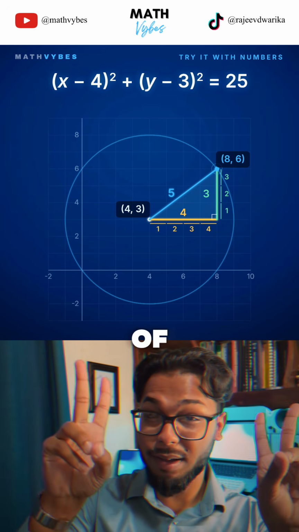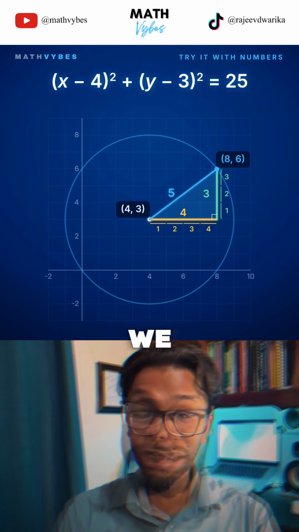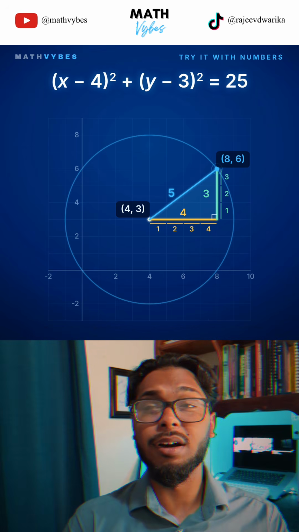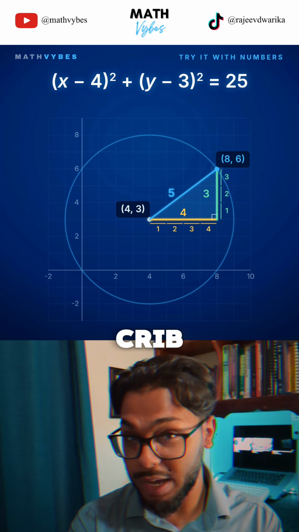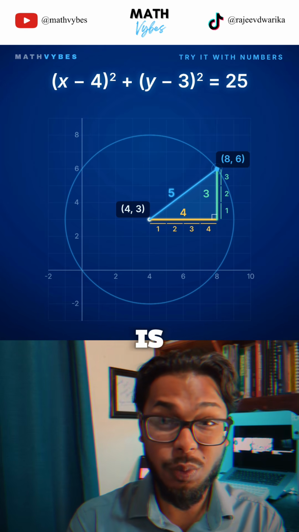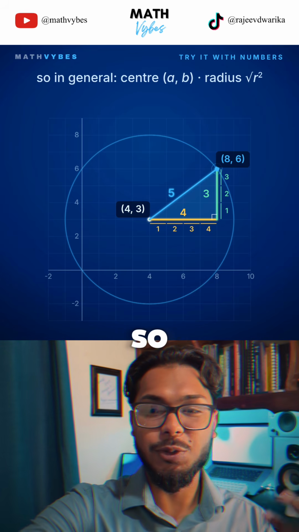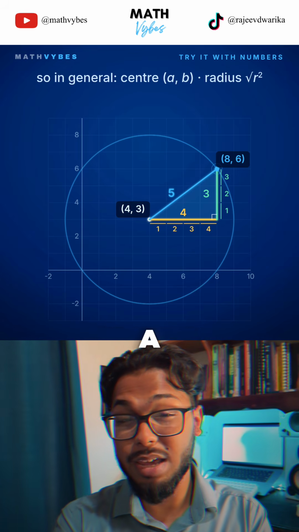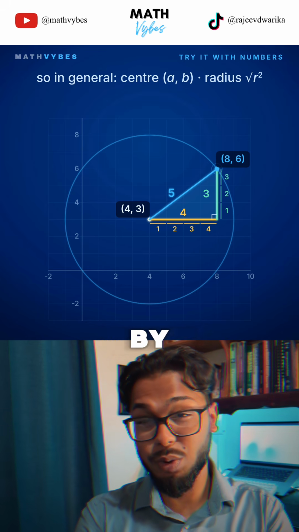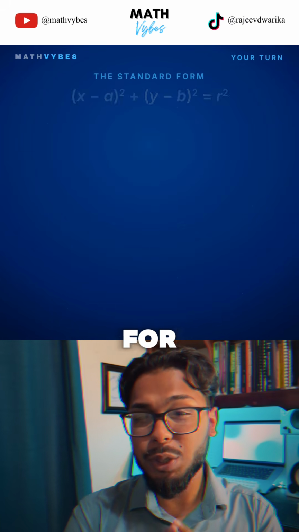And so instead of a point (8, 6) on the circumference, we could just say (x, y). So it becomes (x minus 4) squared plus (y minus 3) squared is equal to 5 squared, which is 25. And so in general, the center is given by (a, b) and the radius is given by the square root of r squared.